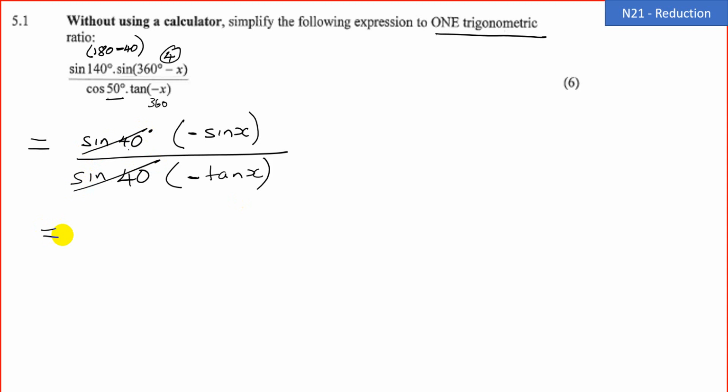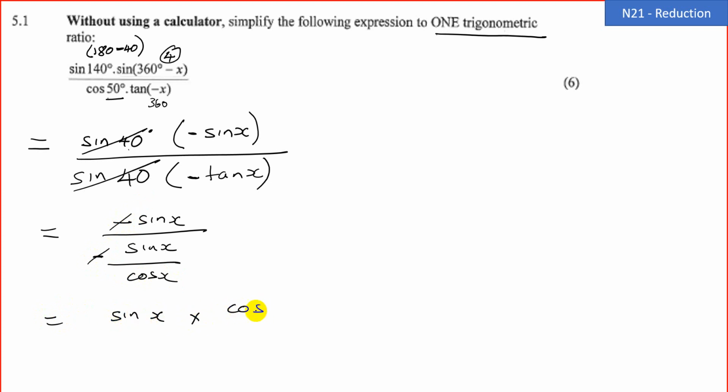And then remember what I said, whenever you see tan, we can change it to sine x over cos x. And there is a negative there. So our negative divided by negative is positive, and we end up with sine x times the inverse, which is cos x over sine x. And you'll notice our sine x can divide into each other, and you're left with cos x over 1, which is cos x. Okay, we've come to the end of the reduction formulas.